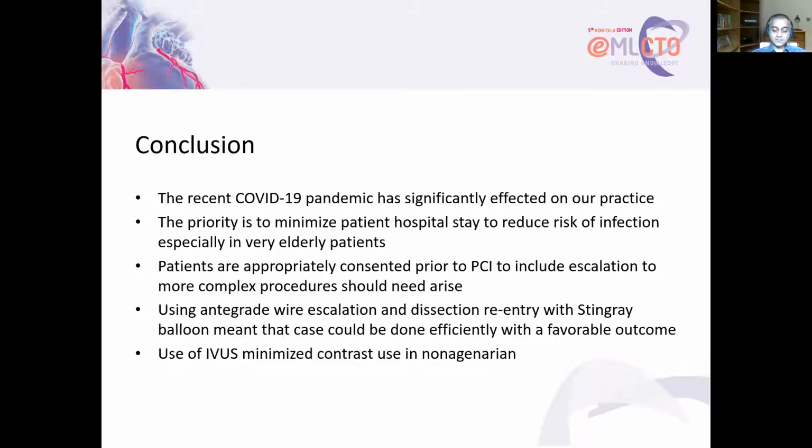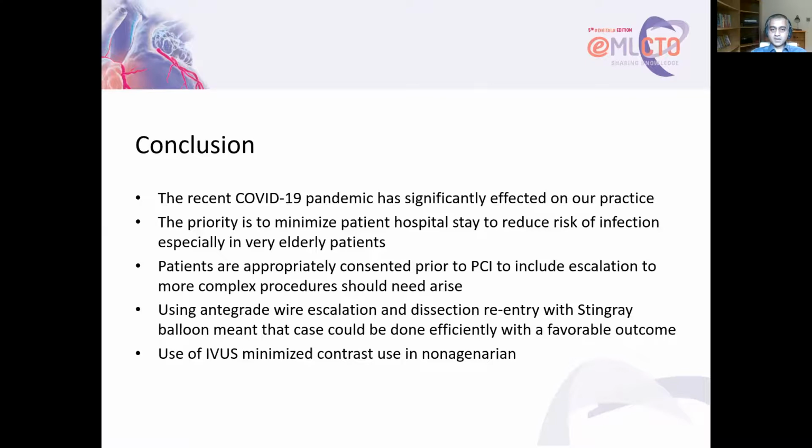There is this issue about consent, and we decided that actually all patients who were going to come to the cath lab during this time for a case were going to be consented for complex PCI should the need arise. And that meant that we could adequately proceed in this gentleman's case to a complex PCI procedure using dual access. So what I've demonstrated here is the use of antegrade wire escalation and then switching out quickly to a dissection re-entry strategy with the Stingray balloon. And this meant that we could perform this case efficiently and quickly with a favorable outcome.